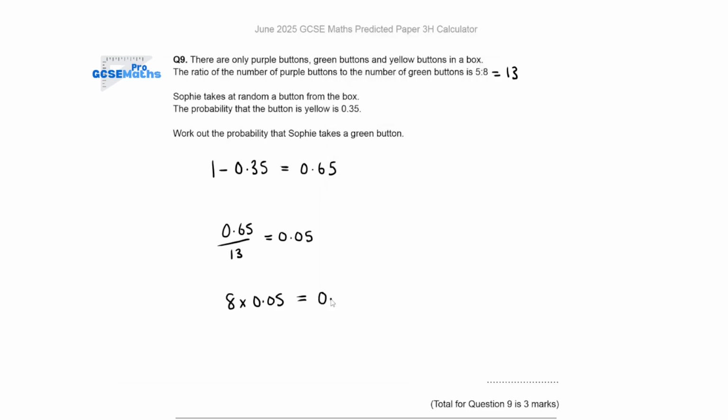If you put it as 40%, that's also fine. If you put it as a fraction, 2 over 5, also fine. Percentage, fraction, decimal is fine for probability. It doesn't matter which. I've just left mine as a decimal because the question was in decimals.